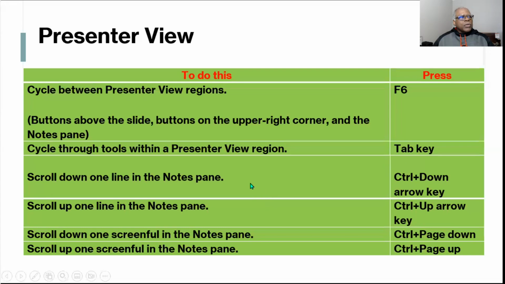From presenter view, I think we've got a couple slides on this one. F6 cycles between the regions. You've got the notes on the bottom. You've got the current slide, the future slide, and various other options, timing. It says here buttons above the slide, upper right, and the notes pane. So you can cycle through the tools through each region.